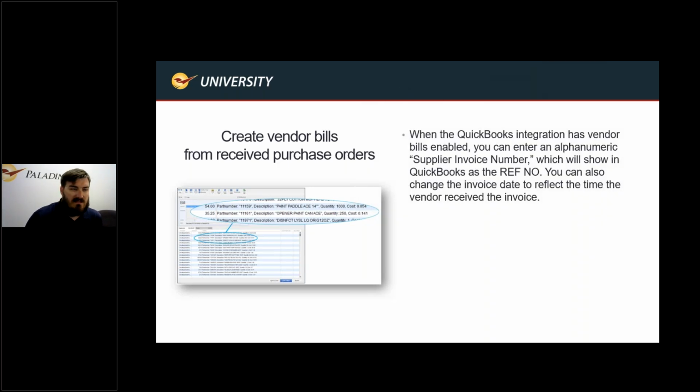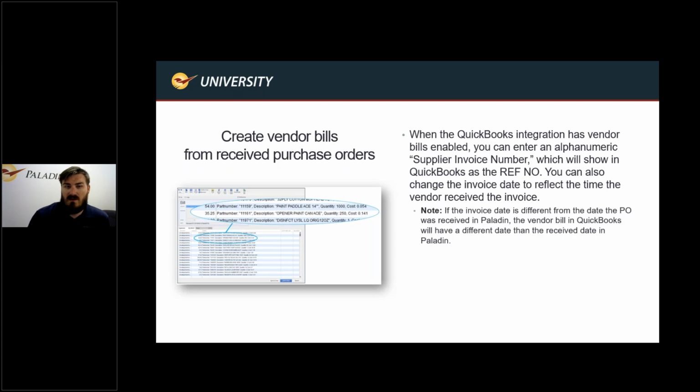When QuickBooks integration has vendor bills enabled, you can set your own alphanumeric supplier invoice numbers, which will show in QuickBooks as the reference number. Note, if the invoice date is different than the PO date in Paladin, when it was received in Paladin, the vendor bill in QuickBooks will have a different date as well.